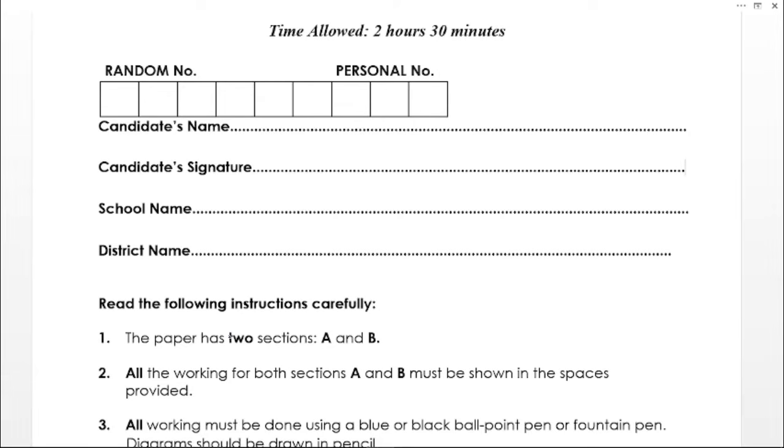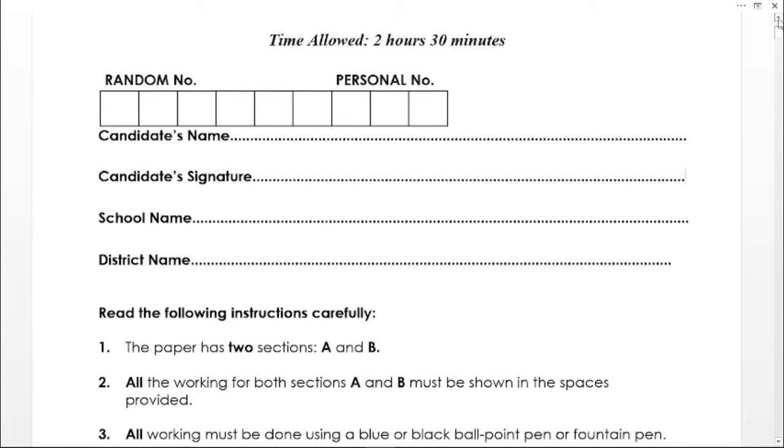Here with me, I'm going to take you through the Mukono Municipal Council examinations. It is mathematics. The time allowed is always 2 hours and 30 minutes. Then the random number, mine is 530370. My personal number is 098.